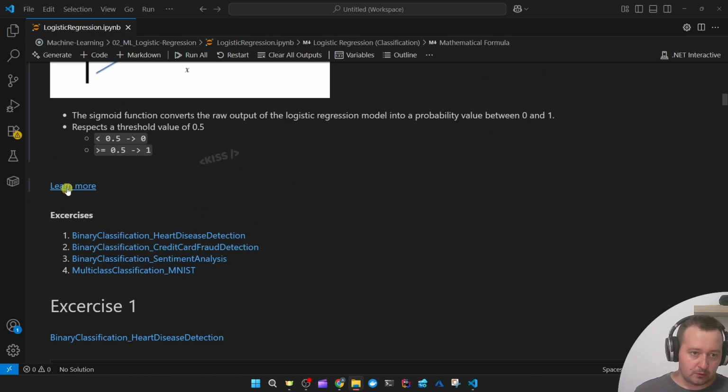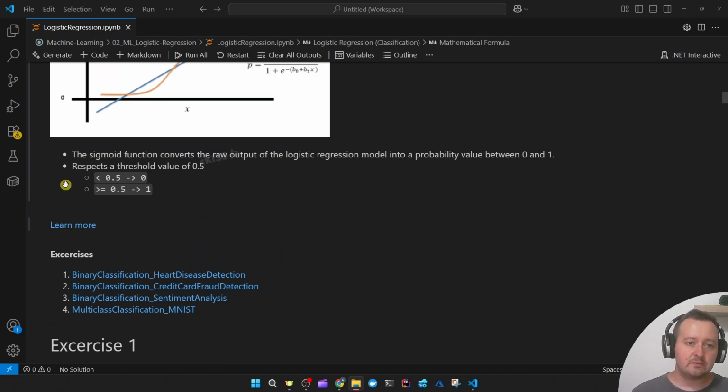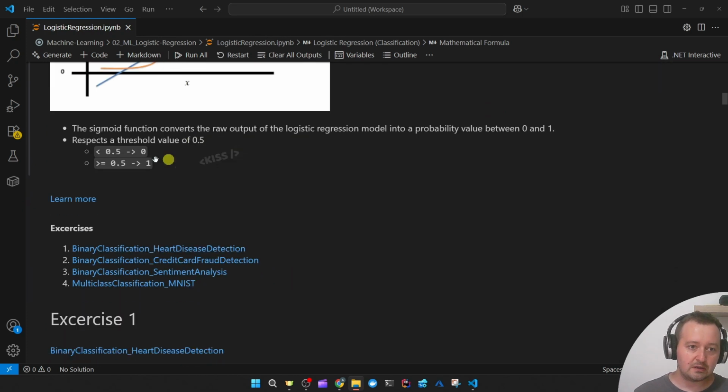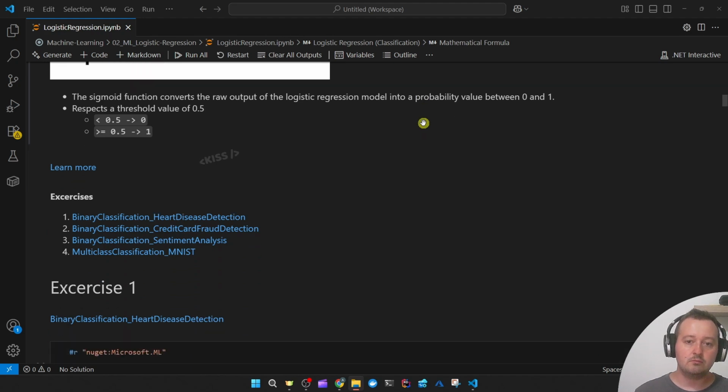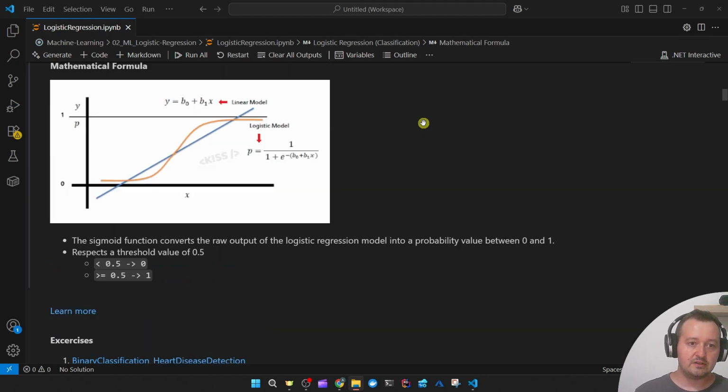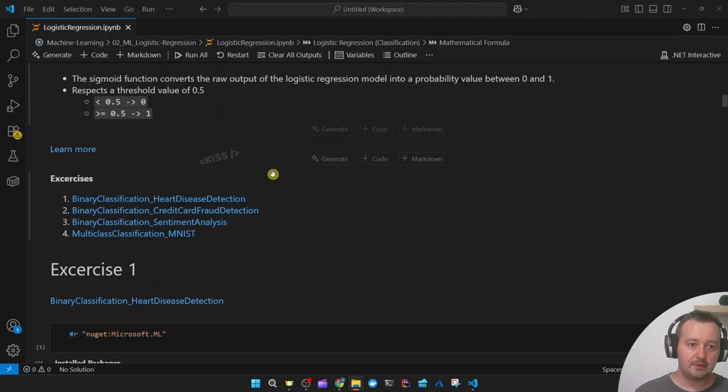I put a learn more link here if you want to dive deeper into the mathematics, how these calculations happen. Other than that, it does work similarly. So we had this a times x plus b, which were basically the parameters for which the gradient descent was used under the hood to find the optimal values for those parameters. That is also going to happen in a logistic model to find that best fitting line.